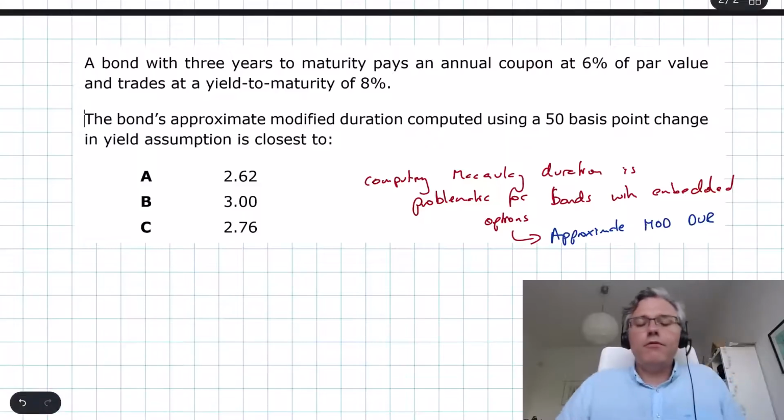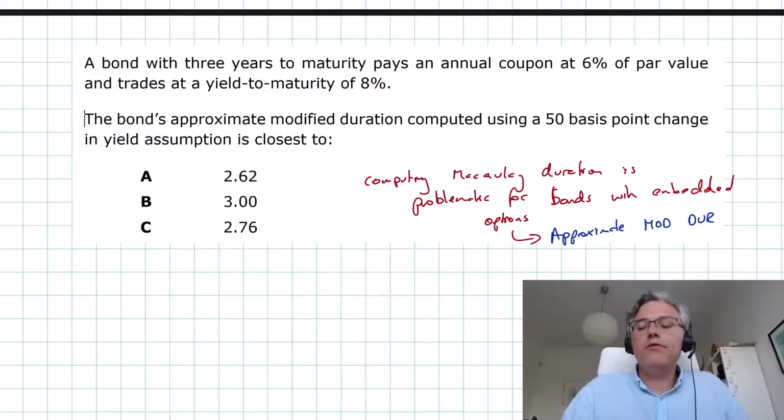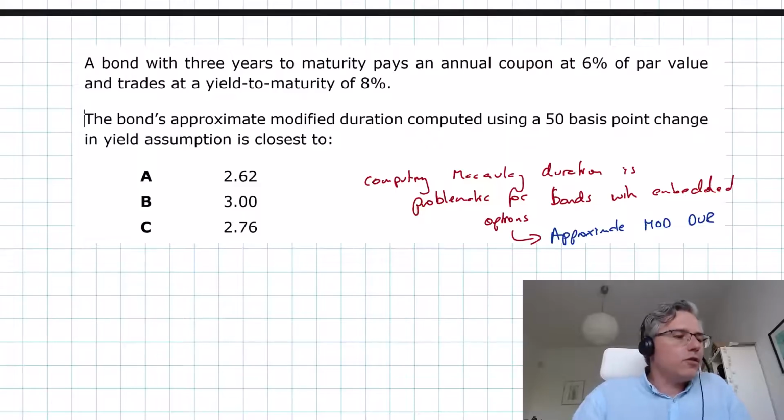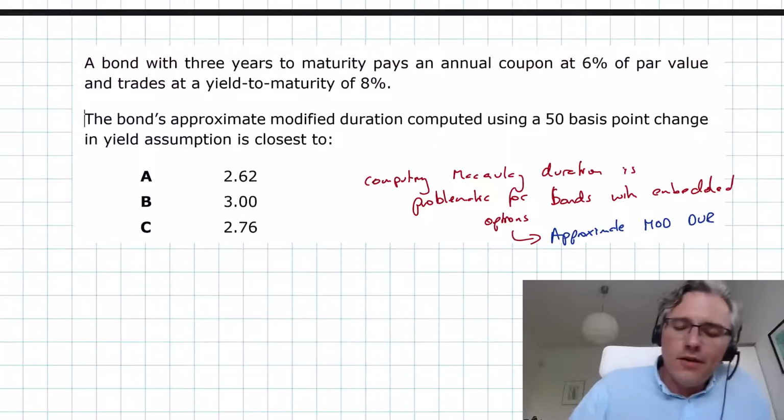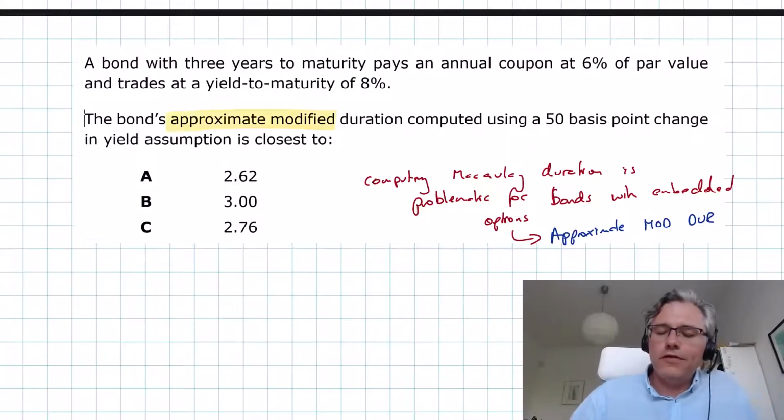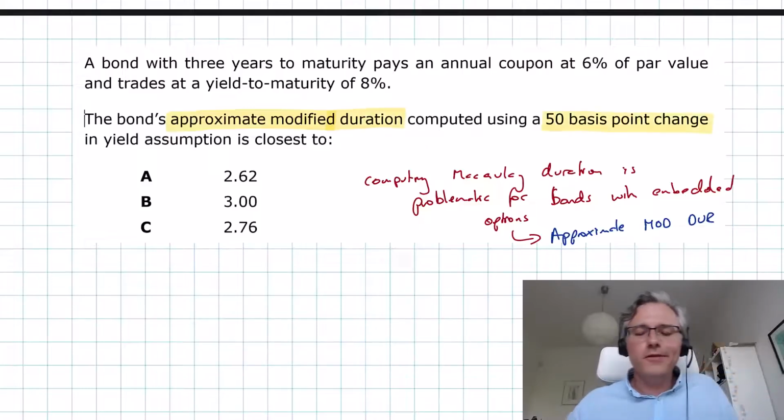Let's have a look. A bond with 3 years to maturity pays an annual coupon at 6% of par value and trades at a yield to maturity of 8%. Now, this is pretty much the same bond that I used in the previous video on the light board, where I computed modified duration from start to finish going via Macaulay duration. But this time I'm going to attempt a computation of approximate modified duration using a 50 basis point change in yield assumption.